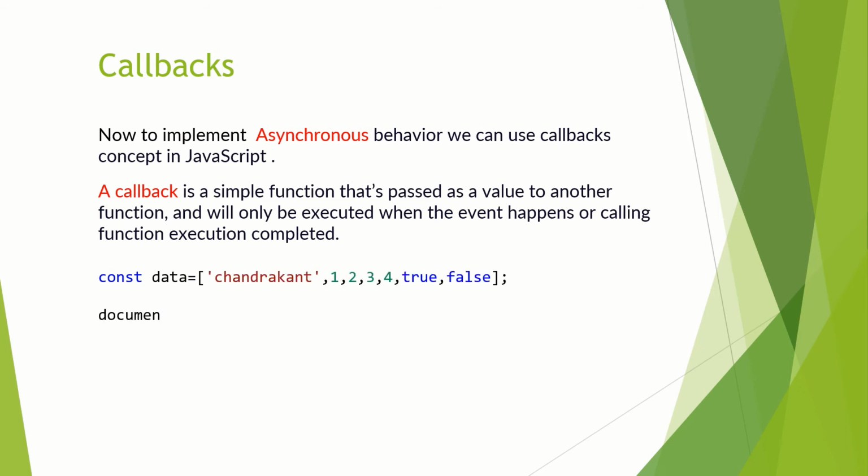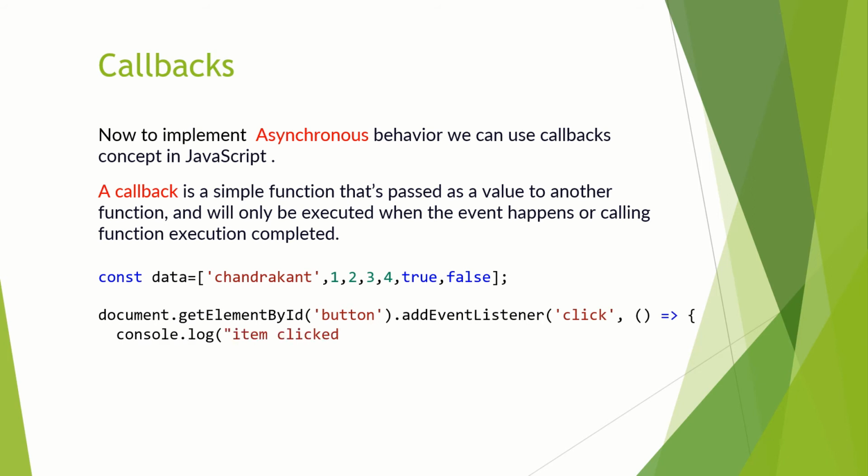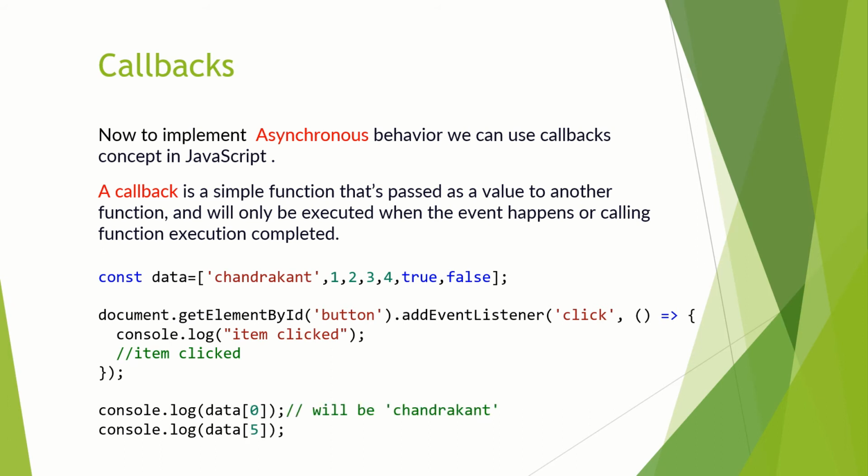Now to implement asynchronous behavior in JavaScript, we use the callback. A callback is nothing but a simple function that is passed as a value to another function. When the execution of that function is over, or any event occurs, at that time this callback function will be called. So a callback is nothing but passing a function as an argument to another function.